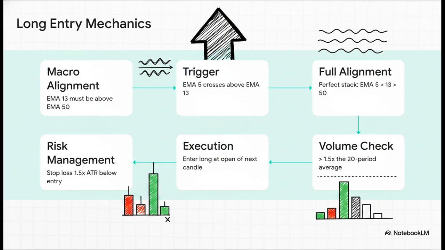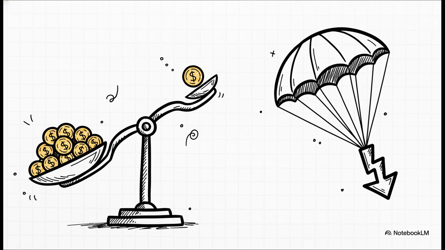This confirms the institutional players are actually participating. Finally, you execute right at the open of the next candle. And this is absolutely crucial for survival. Place your stop loss exactly 1.5 times the average true range below your entry. It's a tight stop, I know, but it works brilliantly because the 1-hour time frame and those fast EMAs catch reversals incredibly early. Now, once you're in the trade, you have to follow strict exit rules.